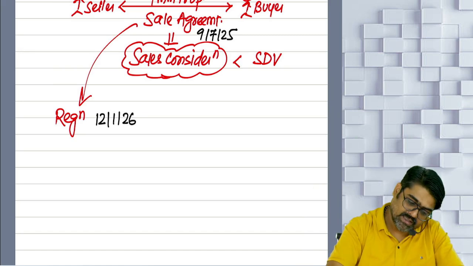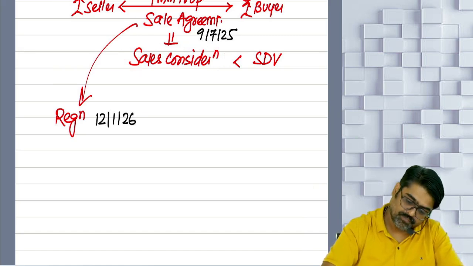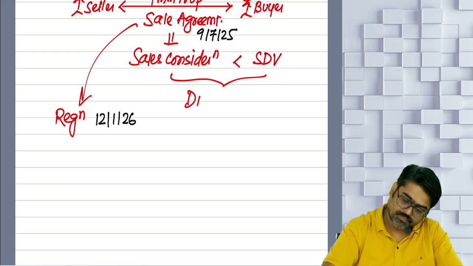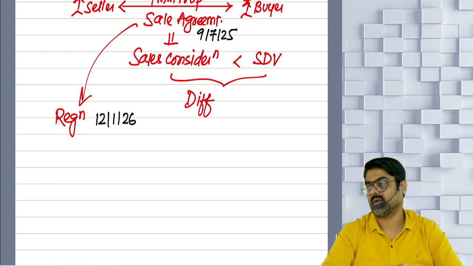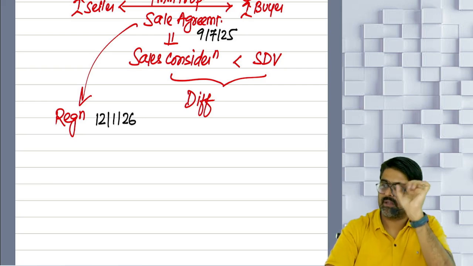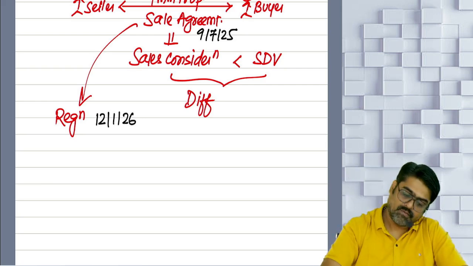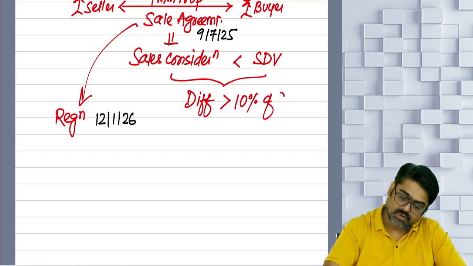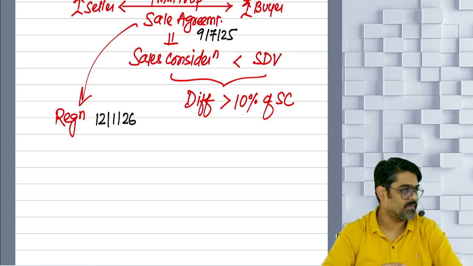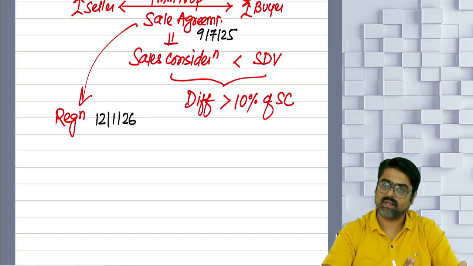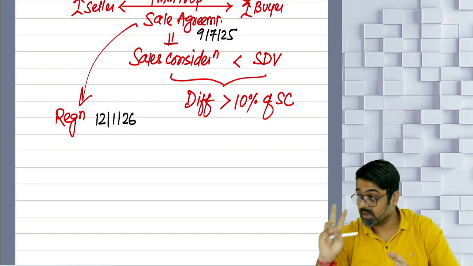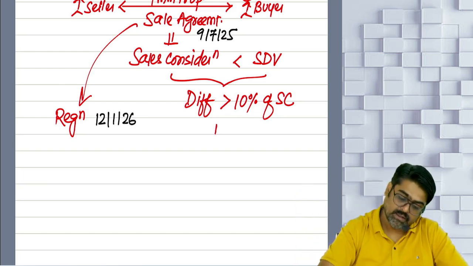Then you will have to check the difference between your stamp duty value and the sale consideration. What is the difference? If that difference is more than what? 10% of your sale consideration. 10% of stamp duty value? No. 10% of sale consideration. So whatever is your sale consideration, 10% of that. If the difference is more than that 10%, then which section will apply?